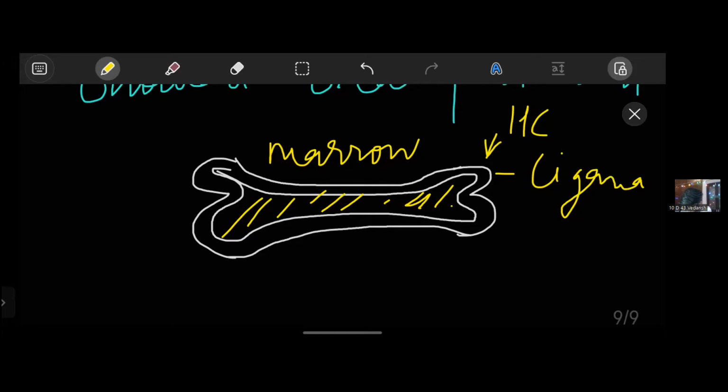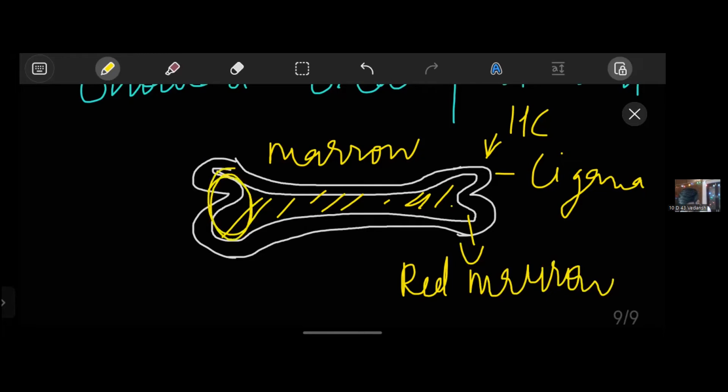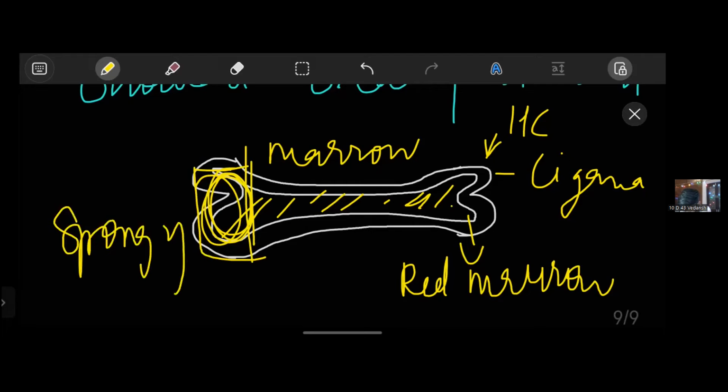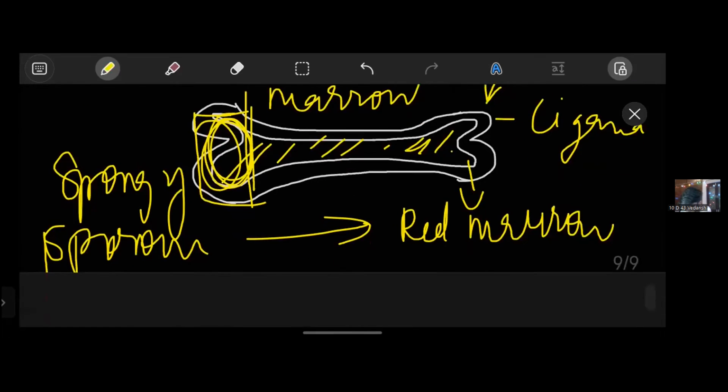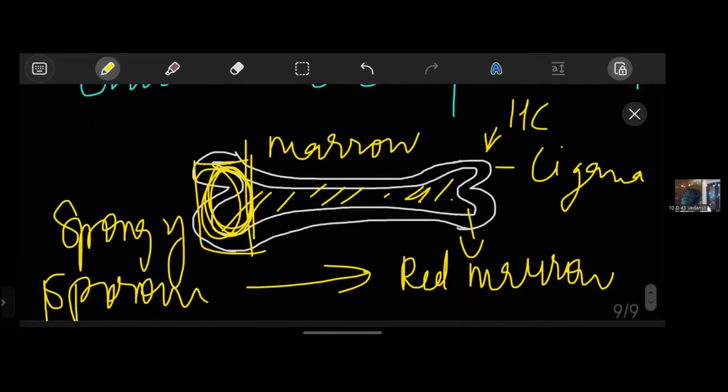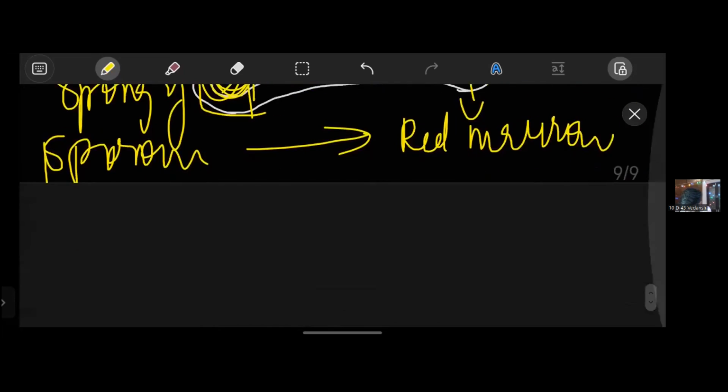Now, here present is red marrow. Then these bones are actually spongy and porous. These bones over here, this part, they are spongy, and they have red marrow in them. This was the structure of a long bone.